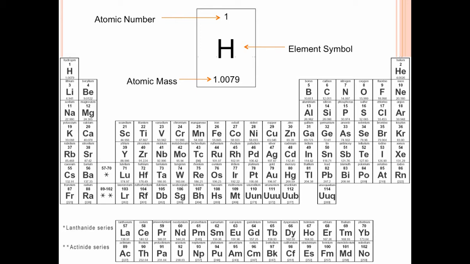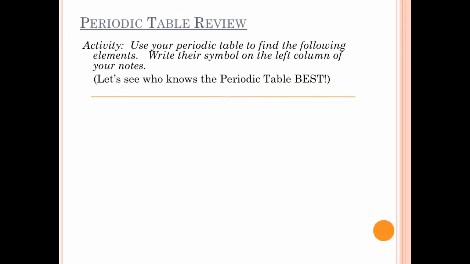So every atomic symbol or element symbol is going to be made up of one or two letters. The first letter must be capitalized, and the second letter must be lowercase. And pretty much it's going to get to the point where you will already be able to identify a lot of the elements by their symbol. So let's review your periodic table. As I told you at the very beginning of the school year, we glued a periodic table in the back. So I want you to use that now to find the following elements.